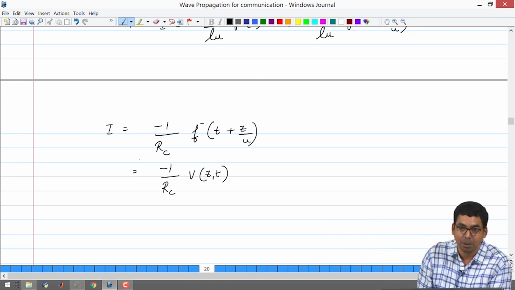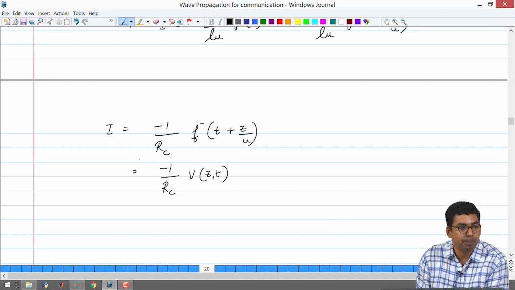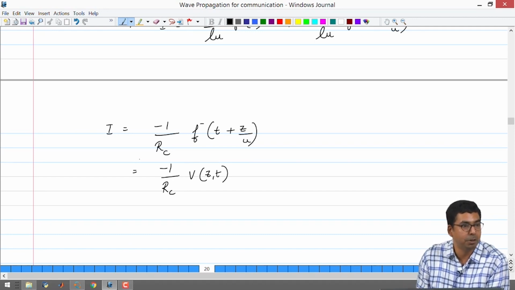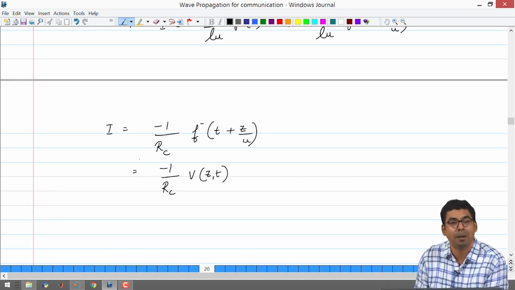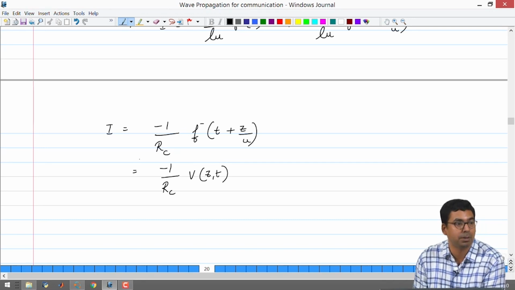So in the case of the general solution for the voltage, you had f plus of t minus z by u plus f minus of t plus z by u, but here you will be having 1 by Rc times f plus of t minus z by u minus 1 by Rc f minus of t plus z by u. So the general solution is slightly different for the current. One has to keep this in mind.